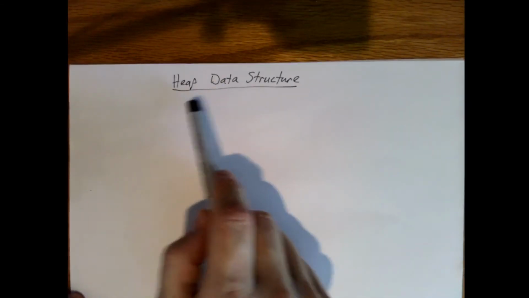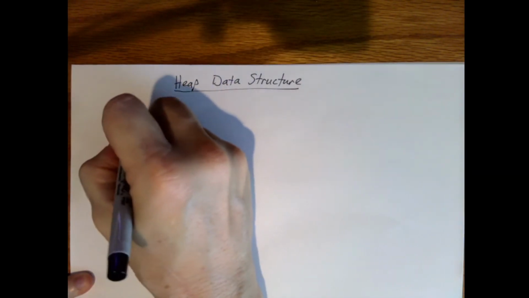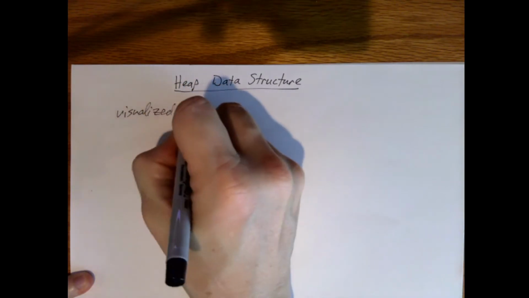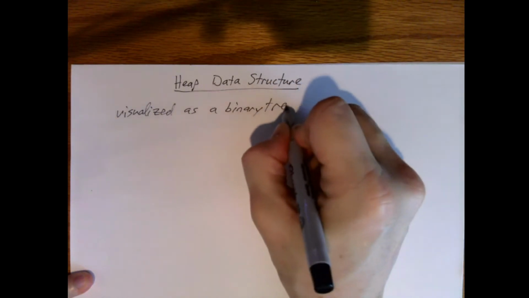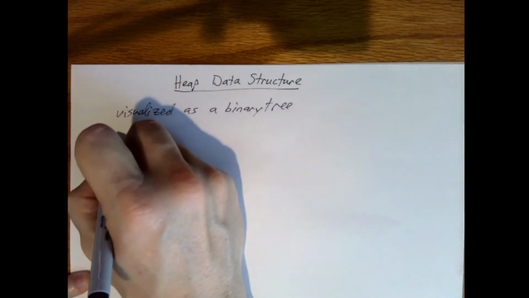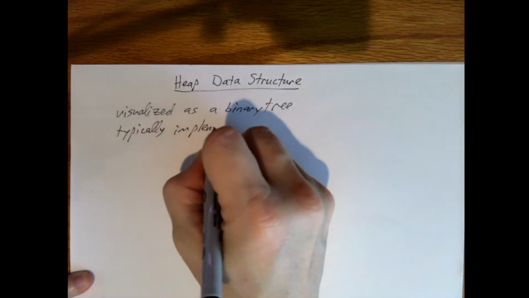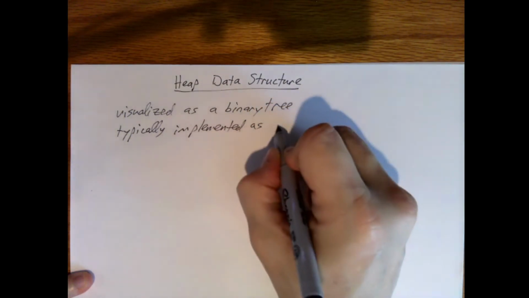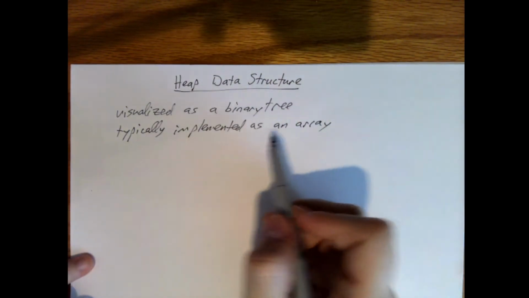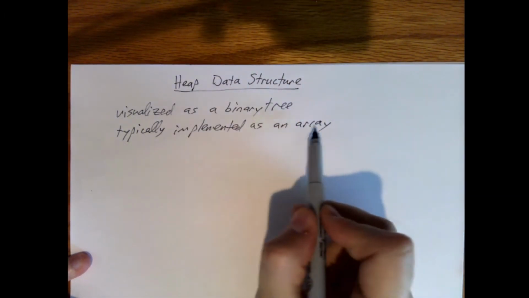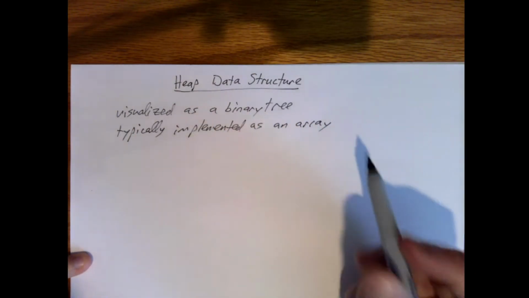So let's look now at a heap data structure. A heap is visualized as a binary tree, and it's typically implemented as an array. This means in memory it's really stored as an array, which is a simple data structure itself, but it's stored in such a way that we can visualize it as a binary tree.